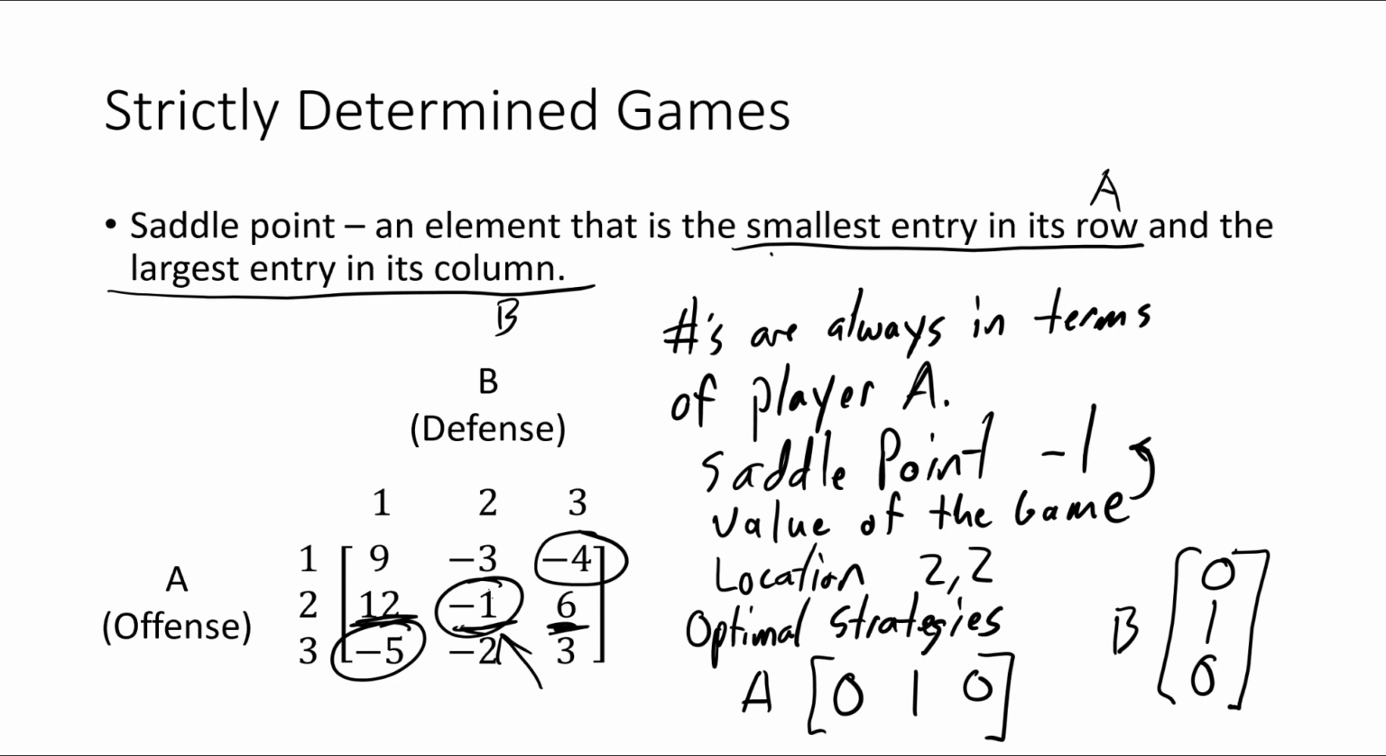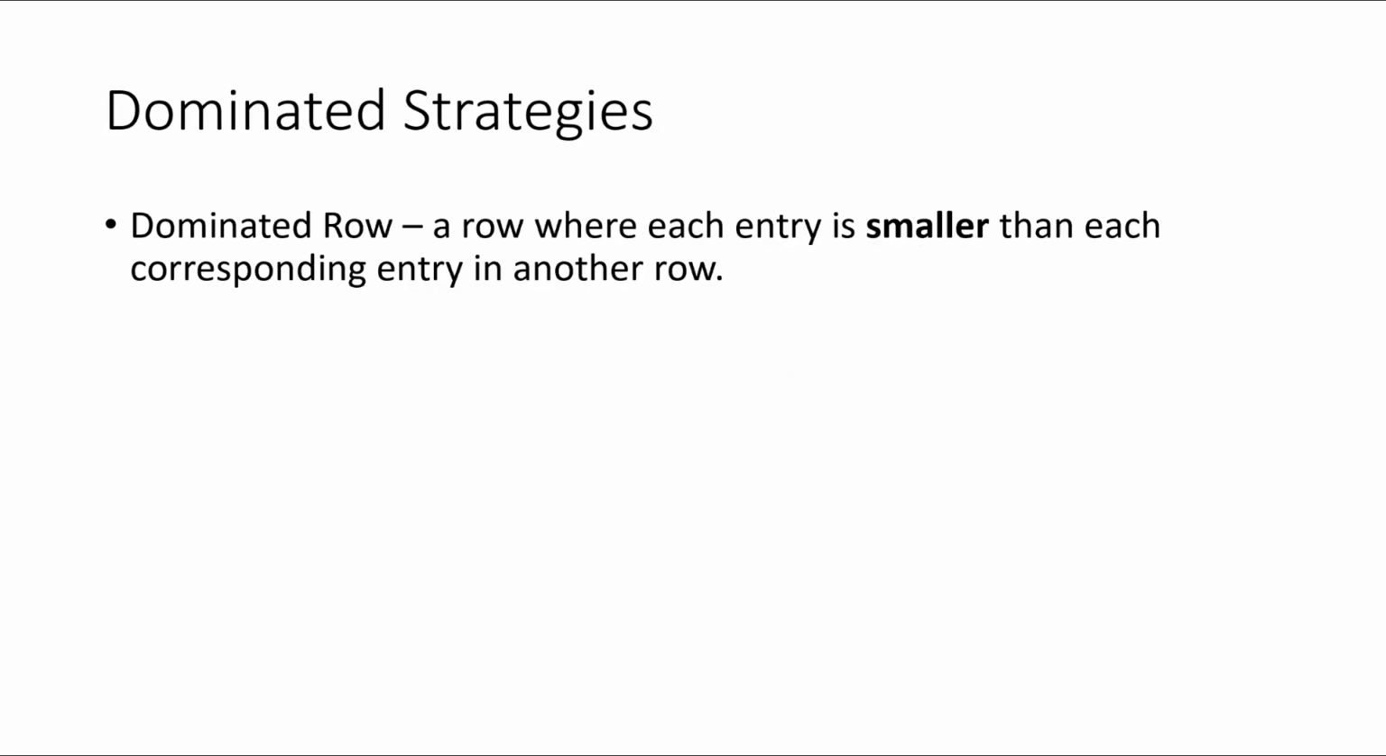All right, so let's move on to talk about dominated strategies. So we'll look at both dominated rows and dominated columns. So a dominated row is a row where each entry is smaller than each corresponding entry in another row. All right, so a dominated row, we're looking at row, so we're looking from player A's perspective.